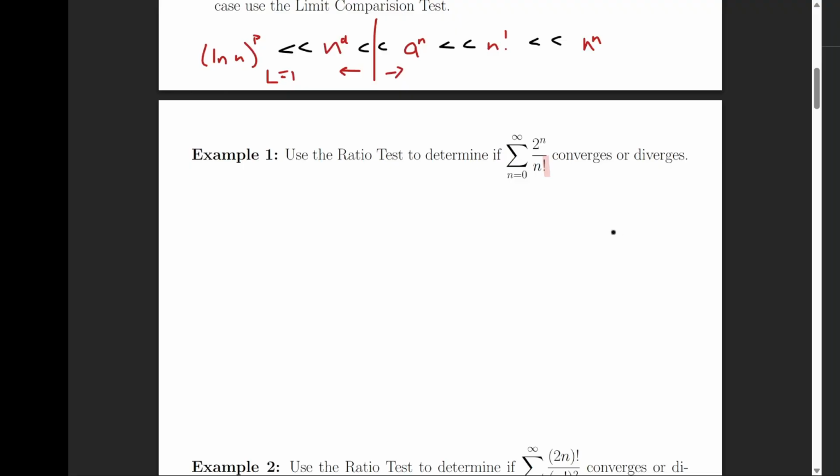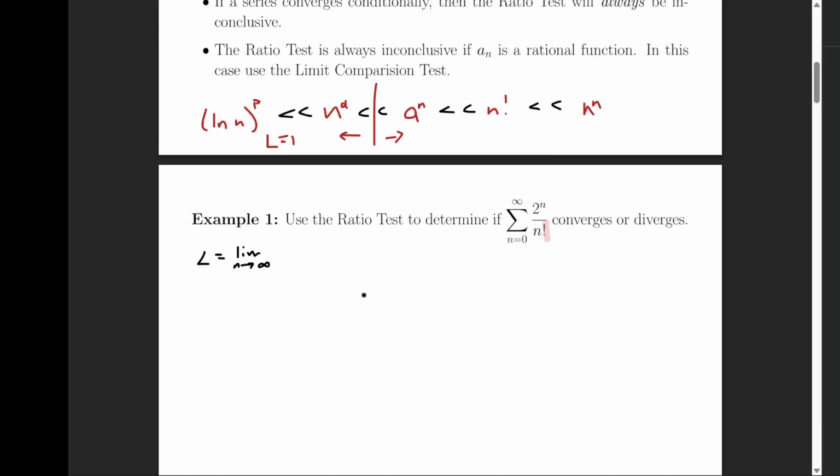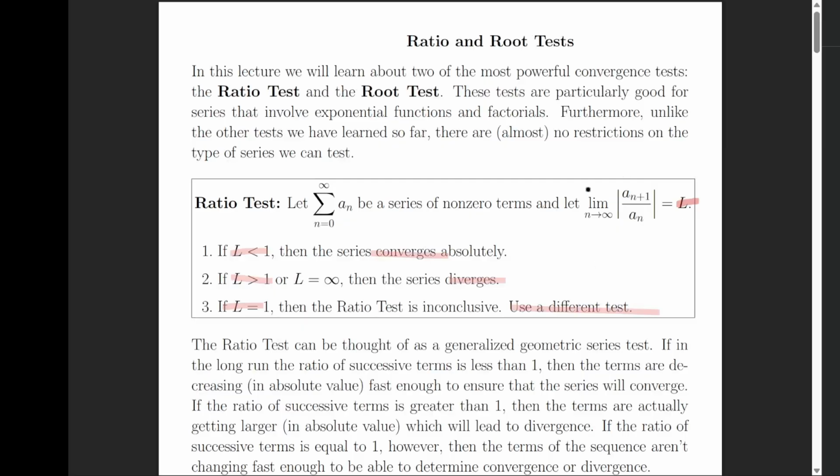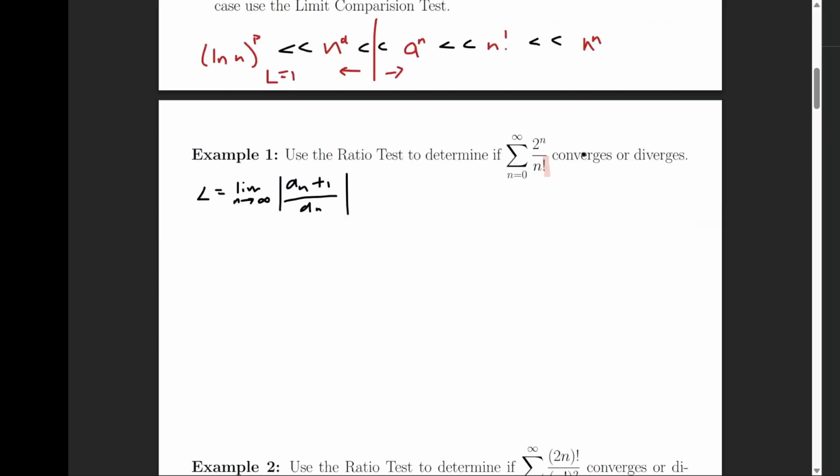Okay, so we want to rewrite it. And then the setup for this test is right here: a sub n plus 1 divided by a sub n, and the absolute value of that. So I'll rewrite it right here so you can see it. And since this is the first one, I'll go through each step. I'll write everything out.